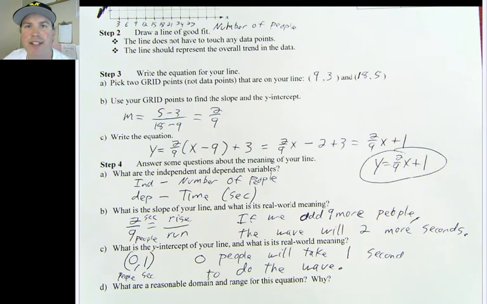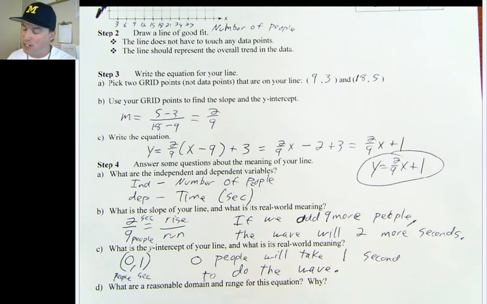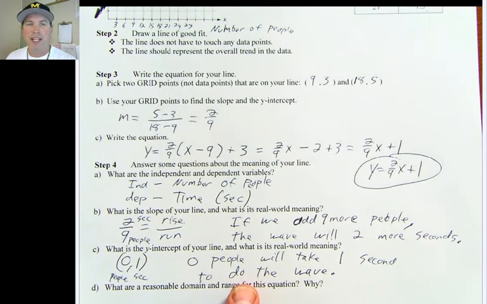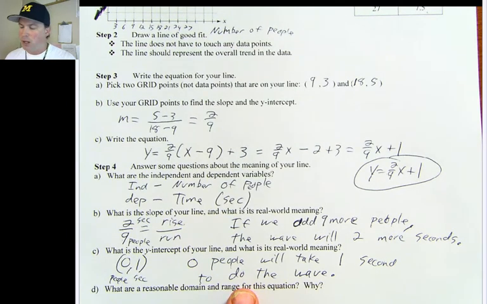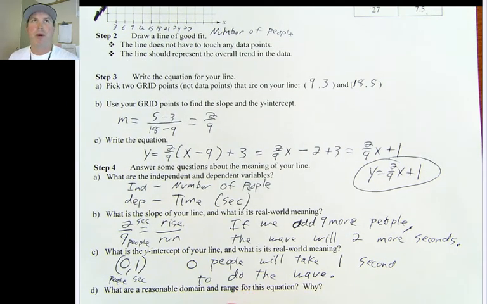Doesn't make sense, does it? Well, it's not always going to make sense when you have a mathematical equation that you're trying to apply to a real-life situation. It's going to fit this real-life situation as best we can. That's why it's called a line of best fit, but it's not always going to be perfect, and this is a good example of that. The real-world meaning doesn't make sense, but you aren't going to be testing how long it takes 0 people to do the wave. We want to know how long it takes 50,000 people to do the wave.